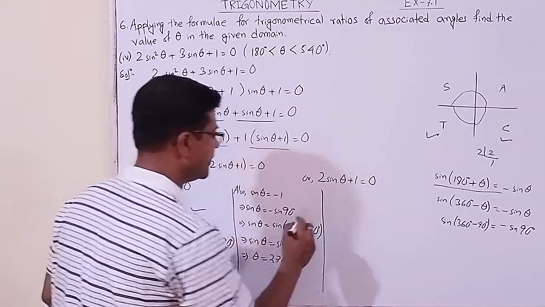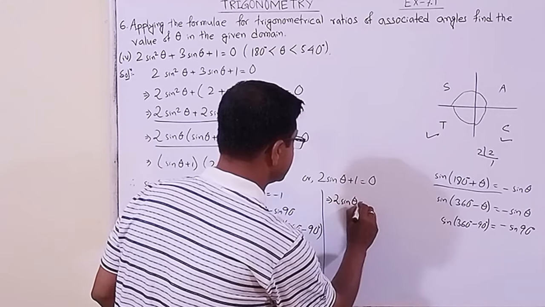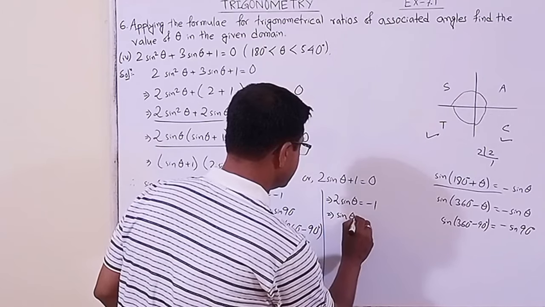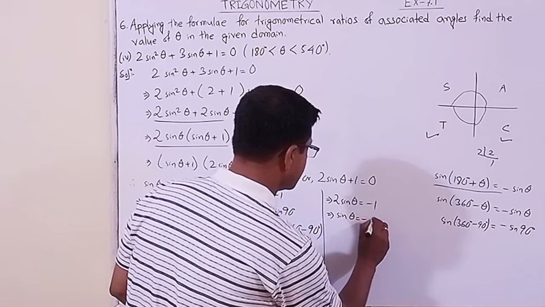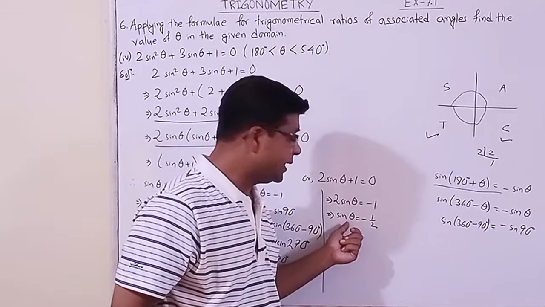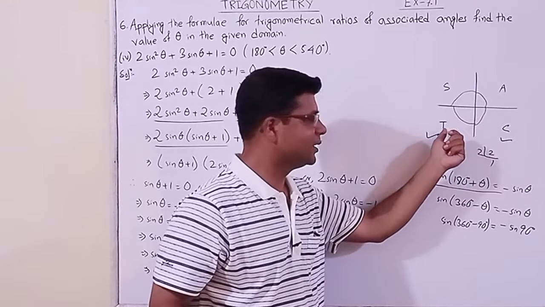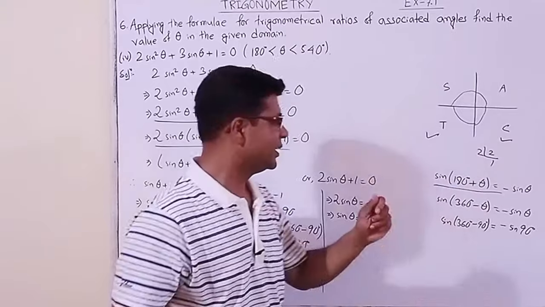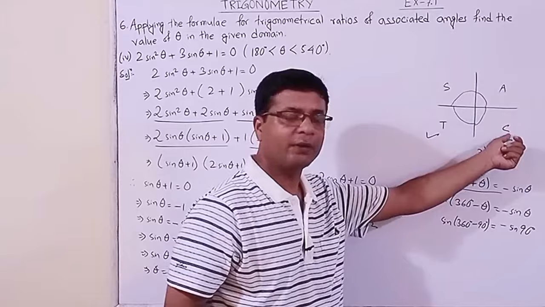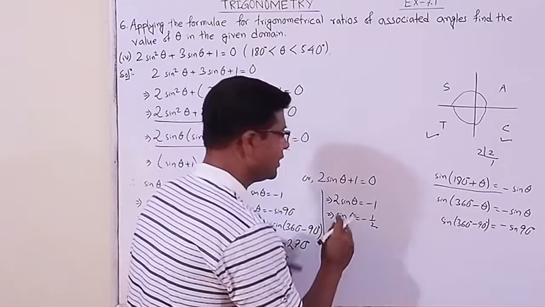Now let us move here. So 2 sine theta is equal to minus 1. So sine theta is equal to minus 1 by 2. Here you see, my dear children, sine theta is negative. Again it is in these two quadrants, the third quadrant and the fourth quadrant. Third quadrant, how can we get it? 180 plus theta. Fourth quadrant, how can we get it? 360 minus theta. So the same thing will be repeated here, but the values will be different.